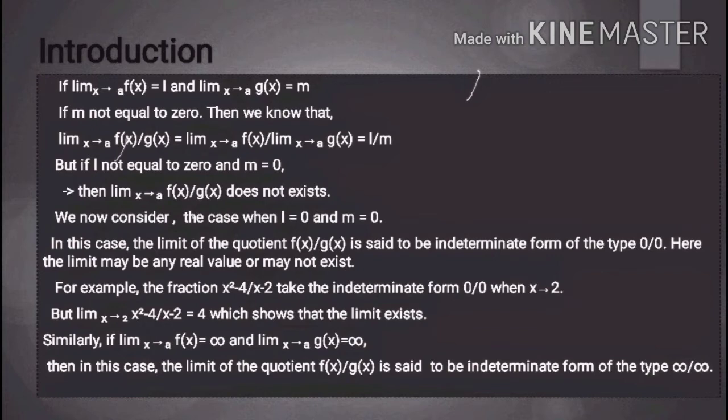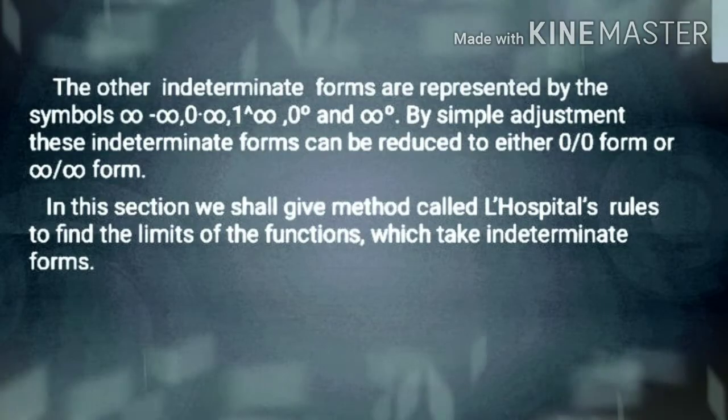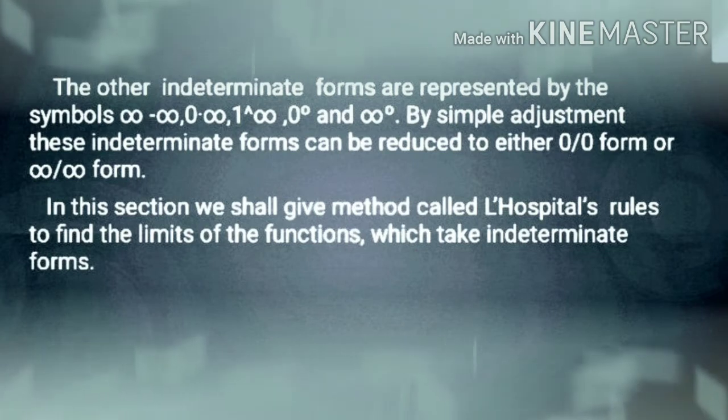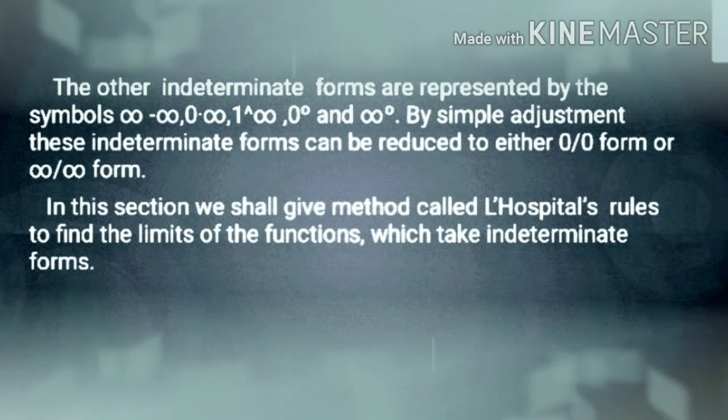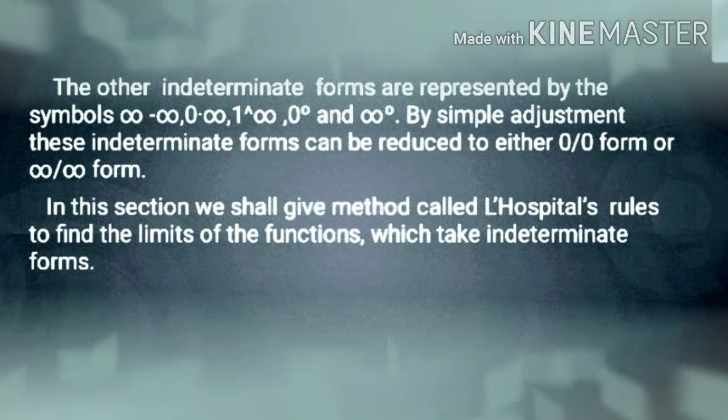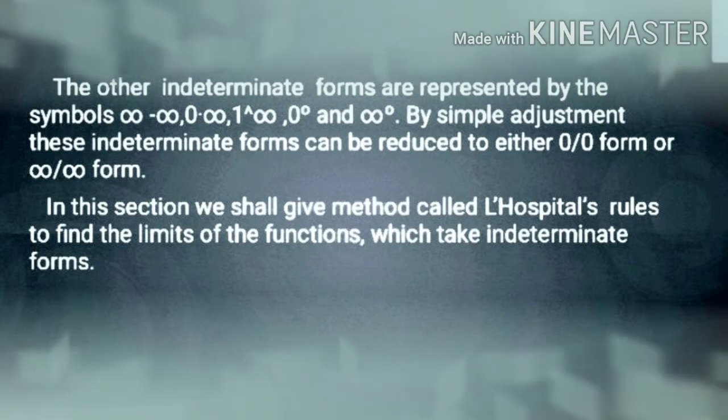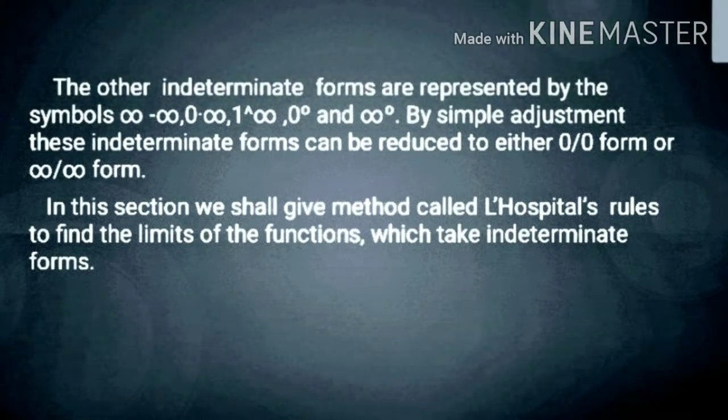Similarly, in another case, L is equal to infinity and m is equal to infinity. Limit of f of x is infinity and limit of g of x is infinity, meaning infinity upon infinity, an indeterminate form of the type. Other indeterminate forms are represented by the symbols infinity minus infinity, 0 dot infinity, 1 raised to infinity, 0 raised to 0 and infinity raised to 0.